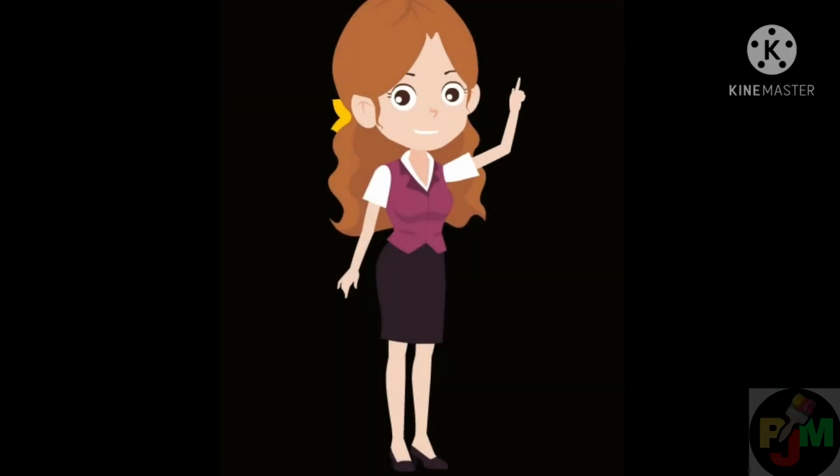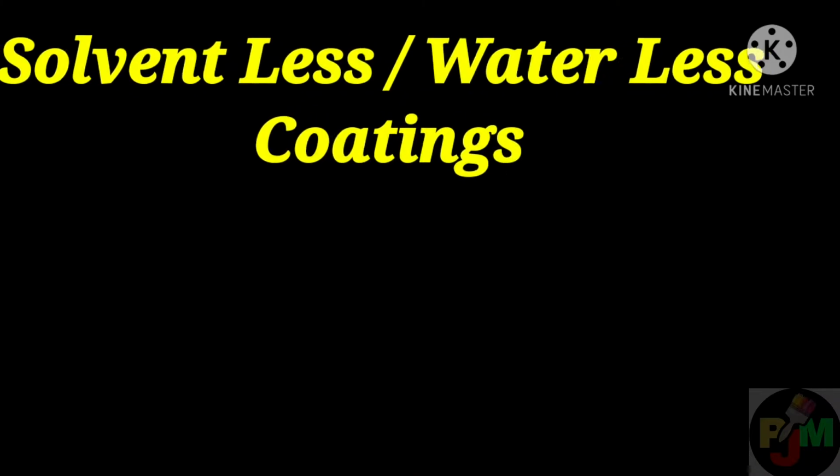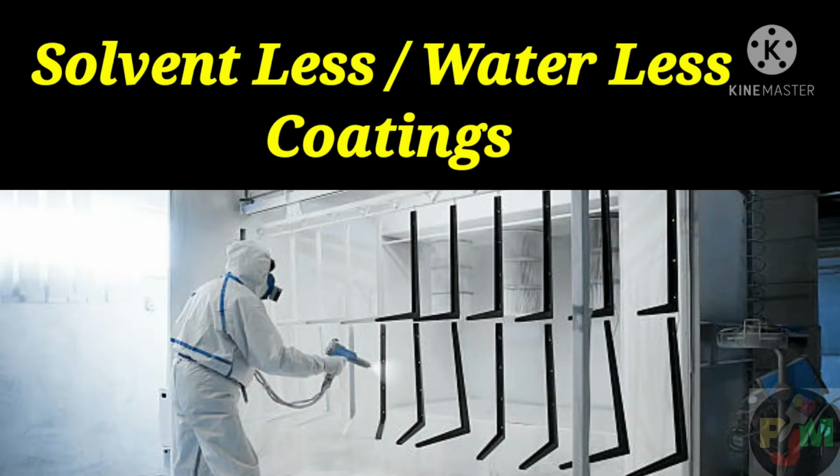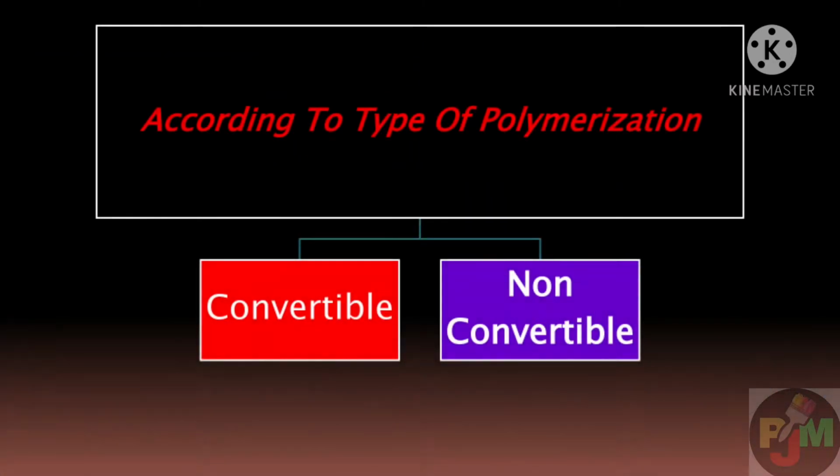water. The next type based on the type of thinner is solventless or waterless coating. Powder coating is considered a solvent-free coating. No solvent is evolved in the process. Therefore, powder coatings produce no or low toxic waste. The coating is applied electrostatically to a surface. Let's move to next classification, which is based on type of polymerization of binder.